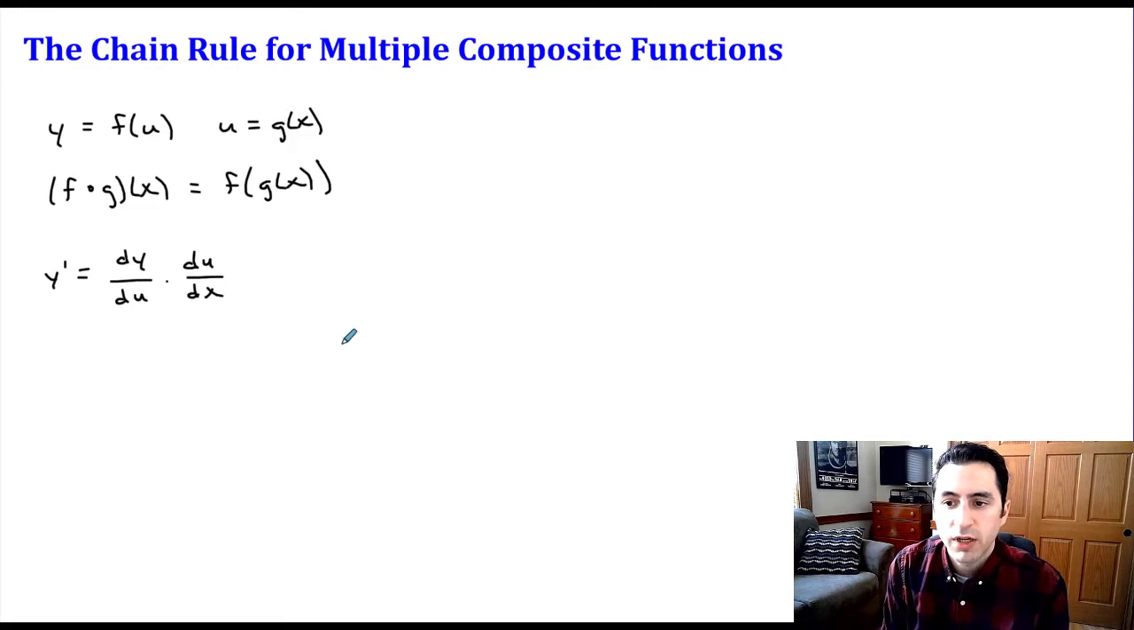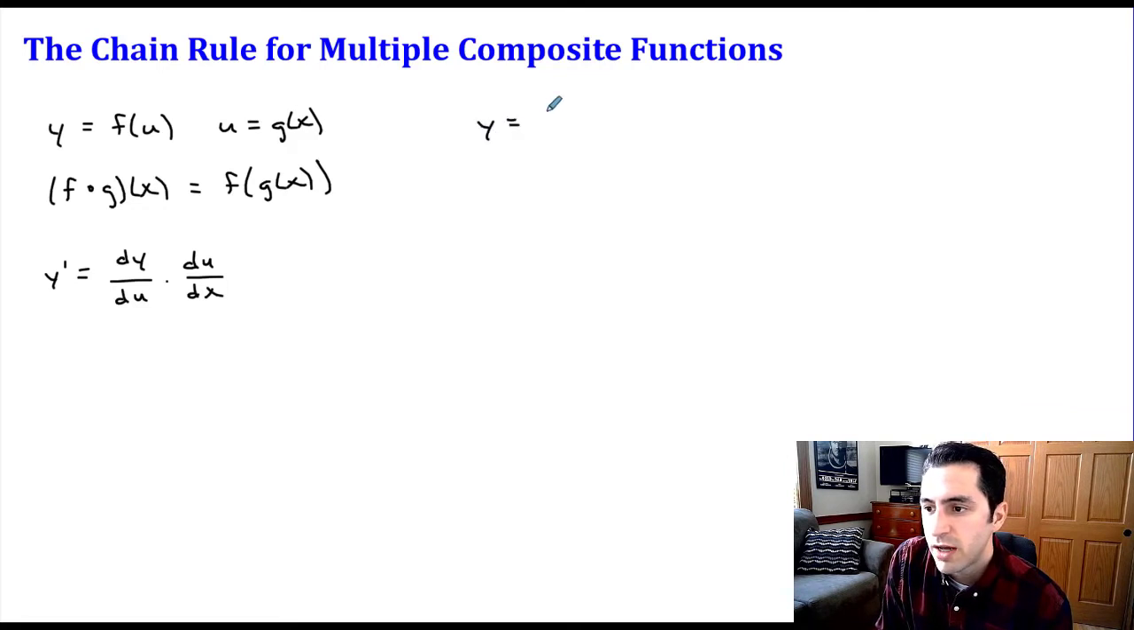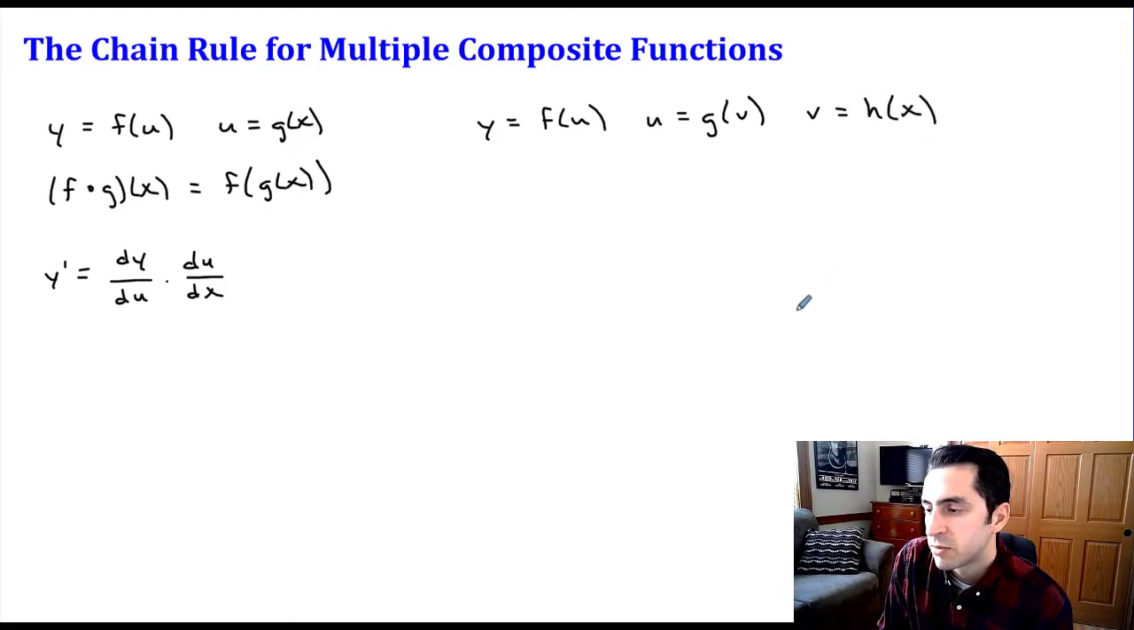But now let's say we're going to add in another function, another equation. So let's say we have y is equal to f of u, and we have another one, u is equal to g of some variable v. And then lastly, let's say we have our last one, where v is equal to some function h of x. So now we have three different equations.